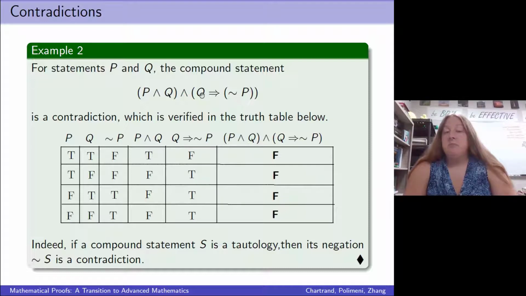Then I'm going to need a column for P and Q implies not P. I already have a P and Q column and I have a not P column, so I'm ready to make that implication column.